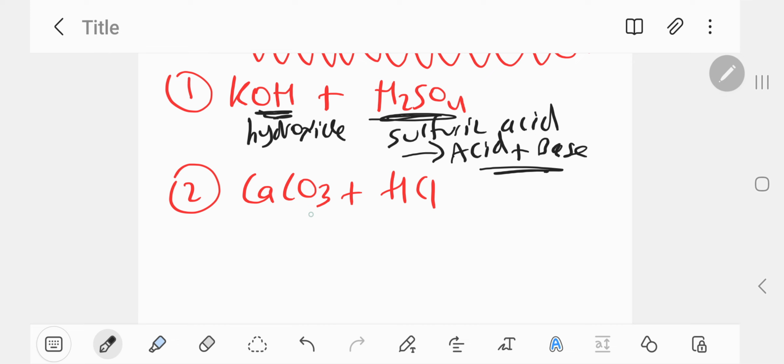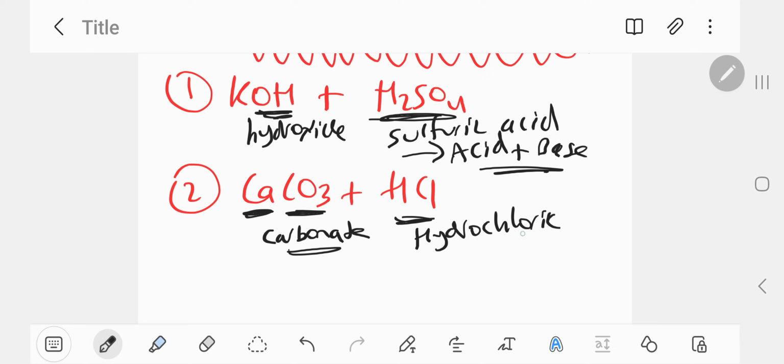Number two, we're given CaCO3 plus HCl. Ca is calcium. CO3, this is carbonate. That's the carbonate polyatomic ion that's latched onto a calcium atom. HCl, that's hydrochloric acid. So you have an acid and carbonate reaction.